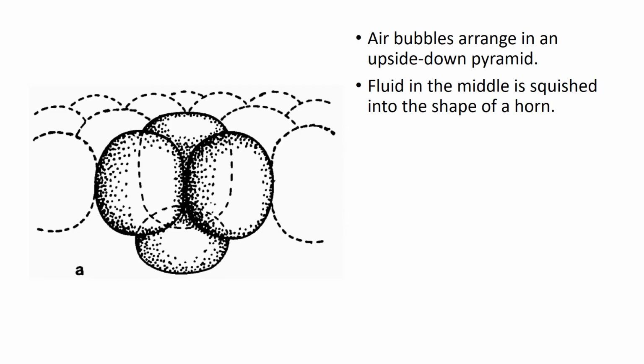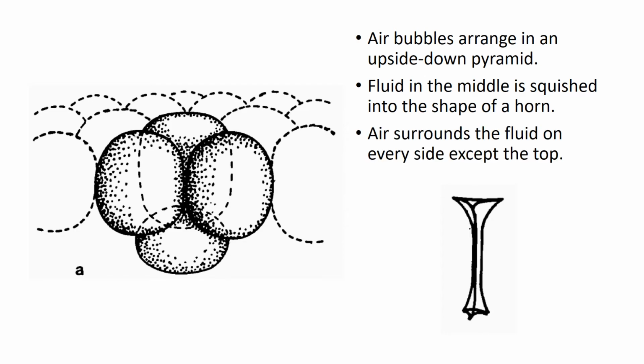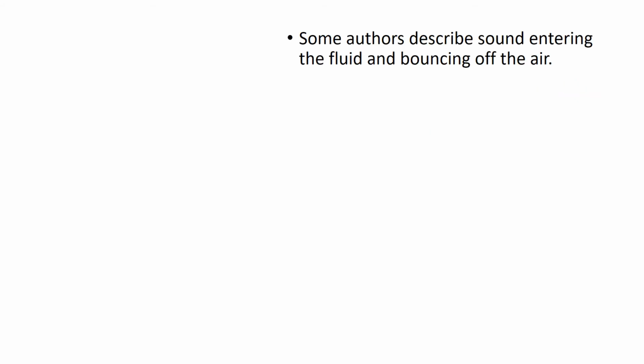If you have a droplet of fluid in the middle of those gas bubbles, it kind of gets squished into sort of the shape of a horn, or some textbooks describe a bugle. And air surrounds that fluid on every side except for the opening at the top. So on the left, on the right, on the bottom, but not the top. Again, nobody knows exactly how this works, but some authors describe this sound entering the fluid and then bouncing off of the gas bubbles a whole bunch of times before it actually escapes.